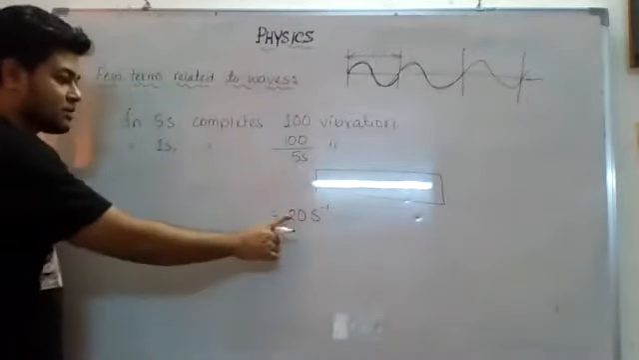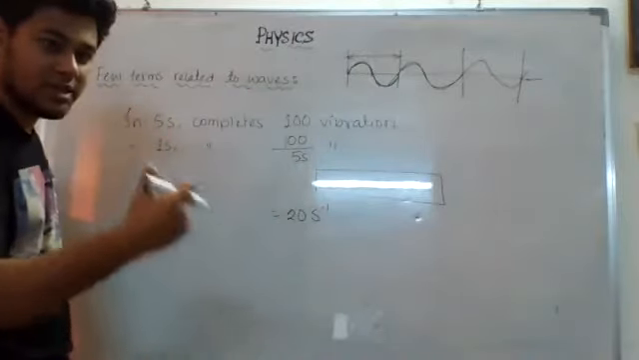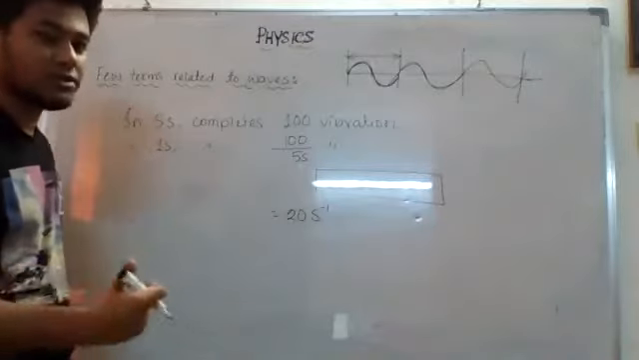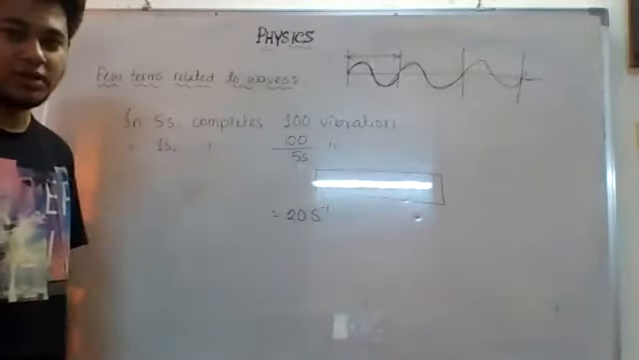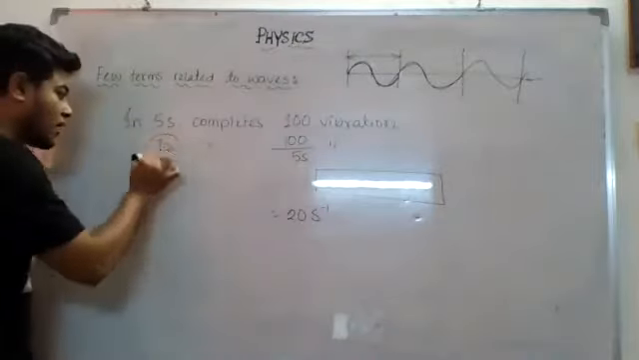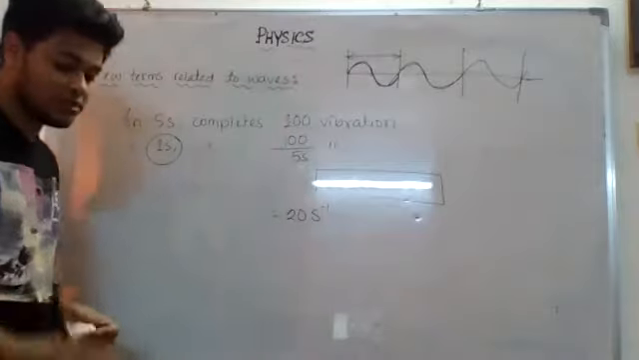That means if it completes 20 vibrations in 1 second, then 40 in 2 seconds, 60 in 3 seconds, and in 4 seconds it will complete 80 vibrations, and in 5 seconds it will complete 100 vibrations, right? So this is what frequency is. In 1 second, how many vibrations have been completed.